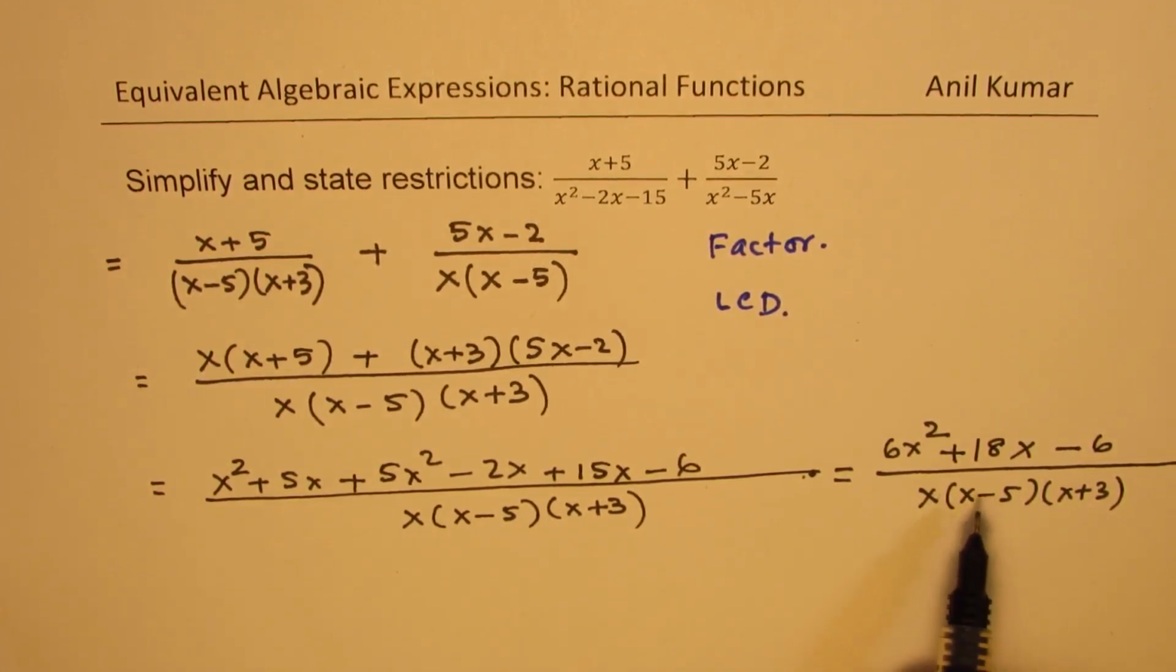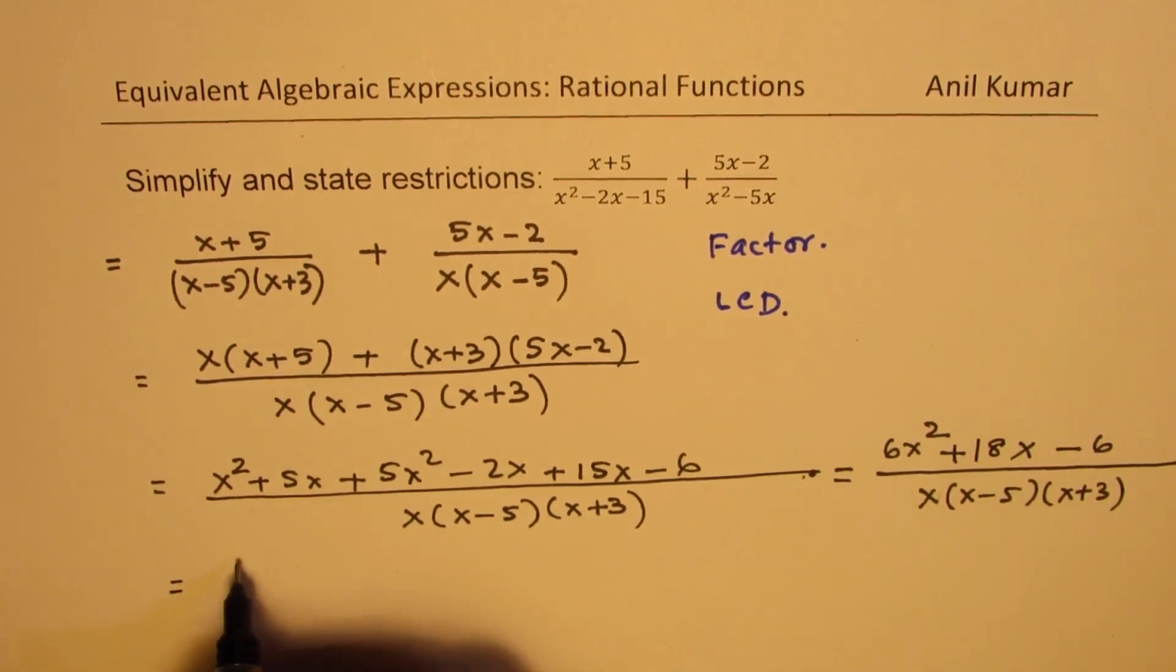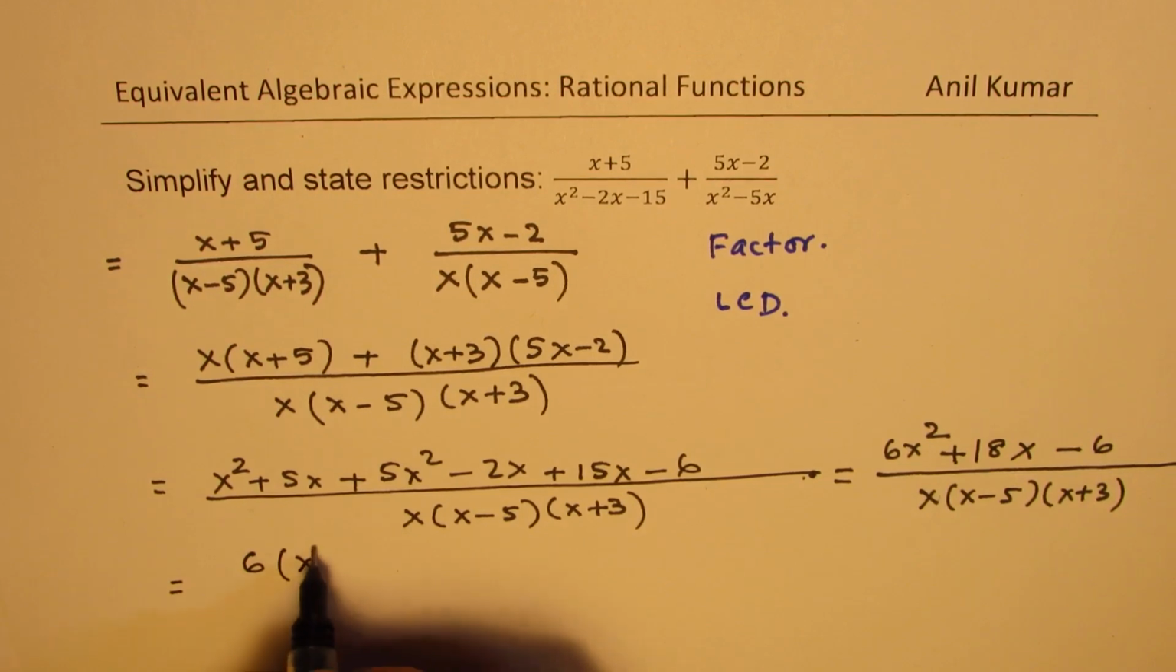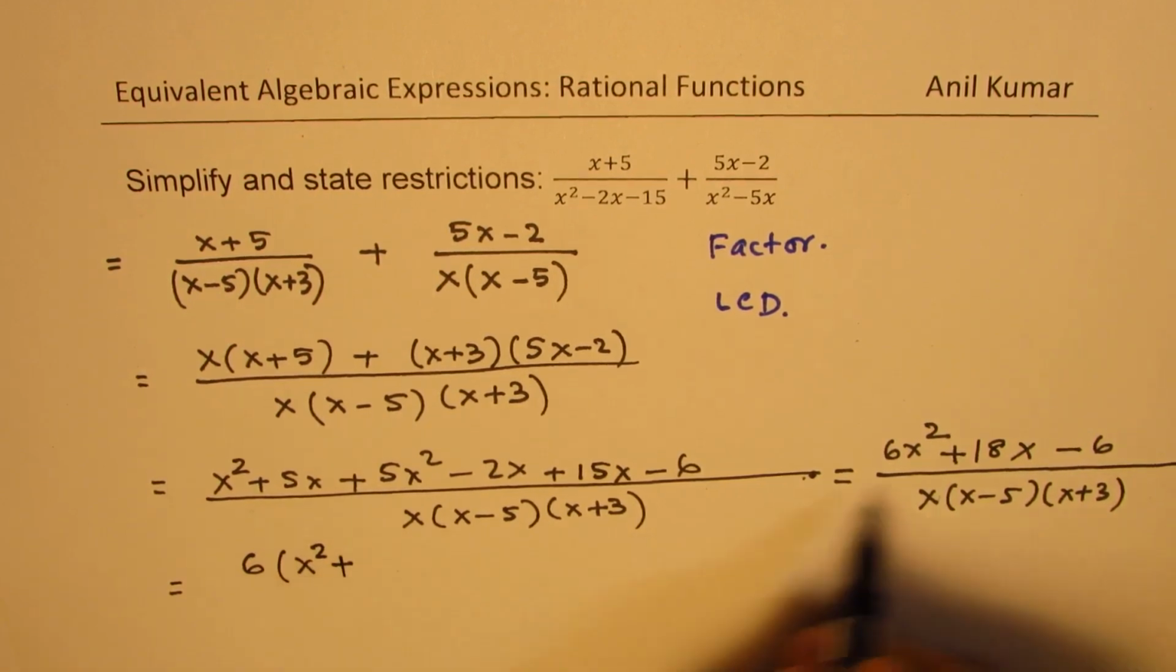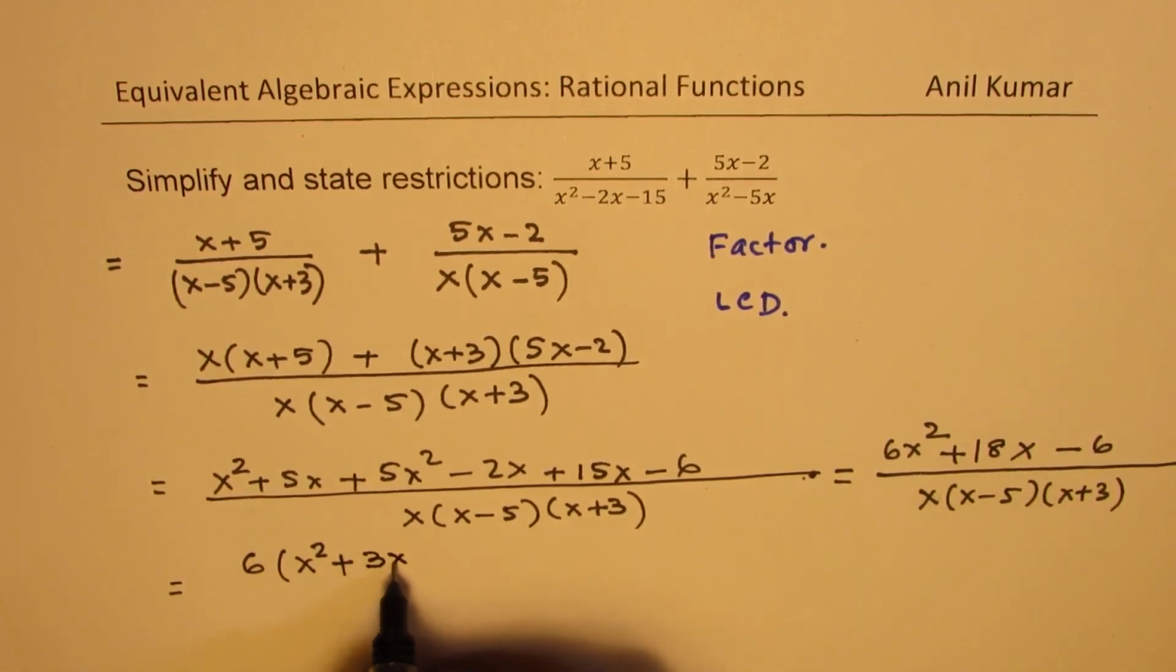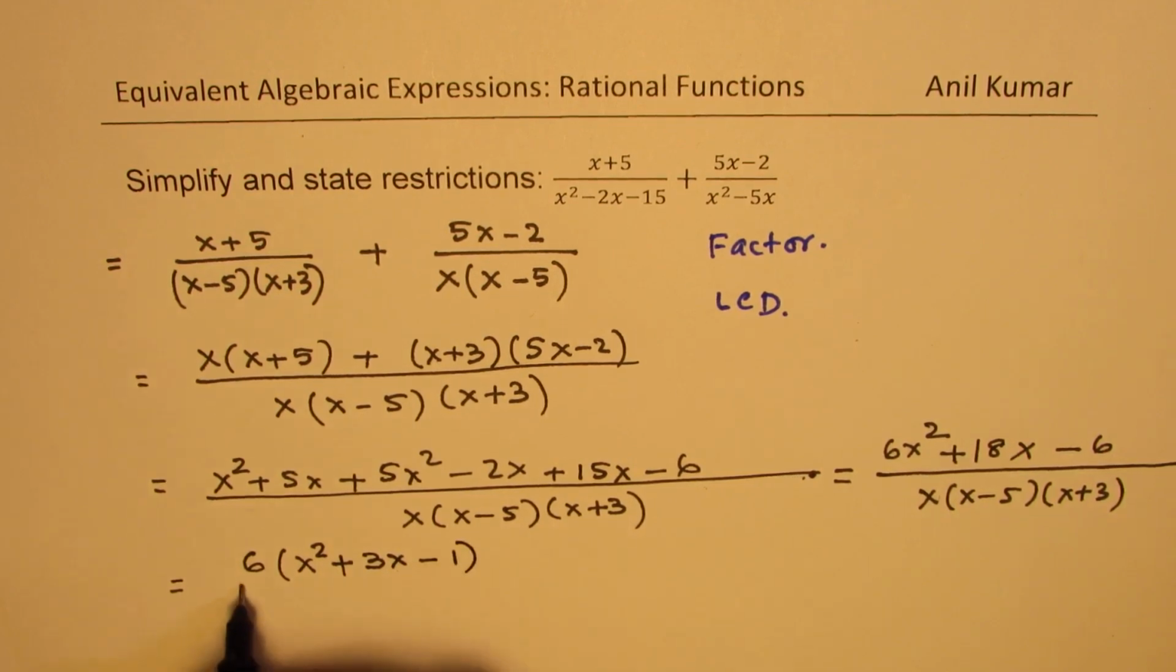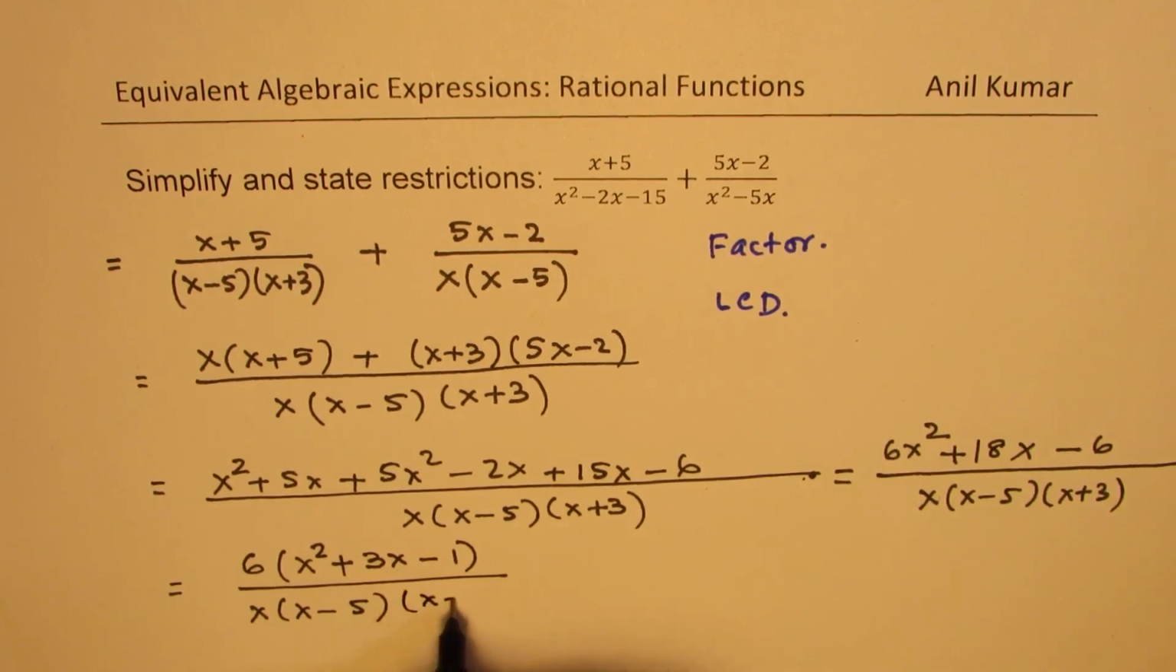So if you want, you can factor the numerator taking 6 common, right? So we could write this as 6 common. We get (x squared plus 3x minus 1), and the denominator is x times (x minus 5) times (x plus 3), correct? So that is the simplified form.